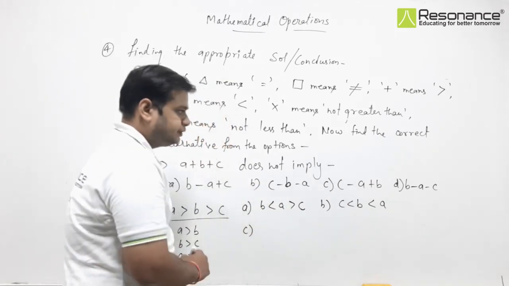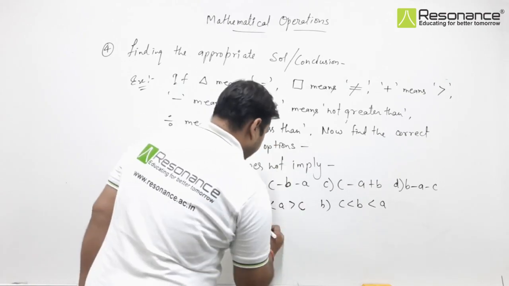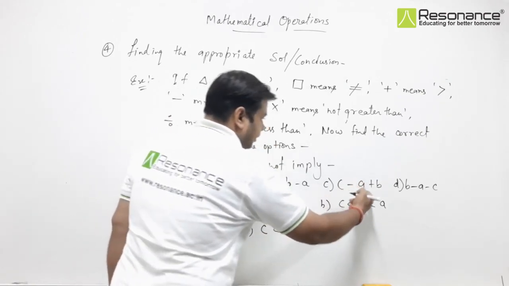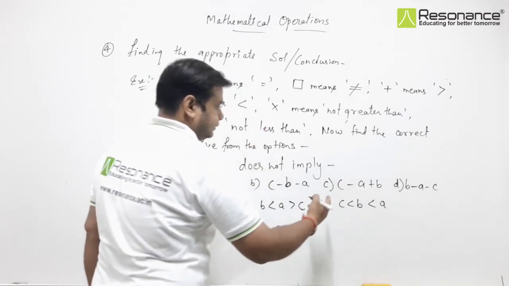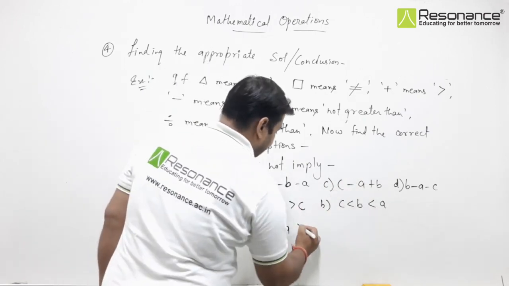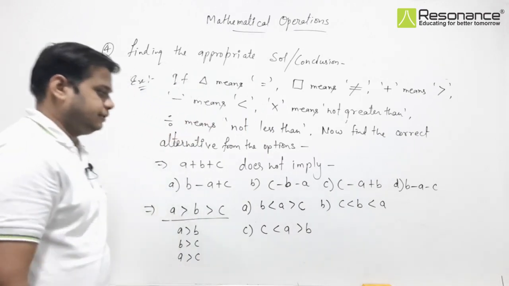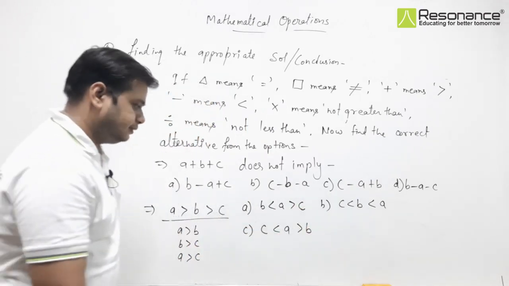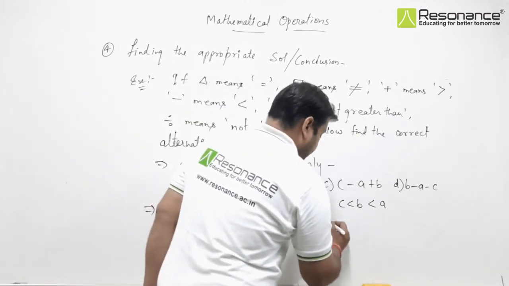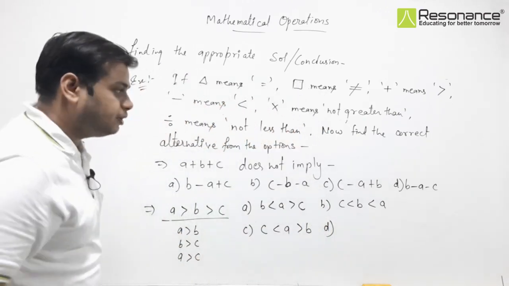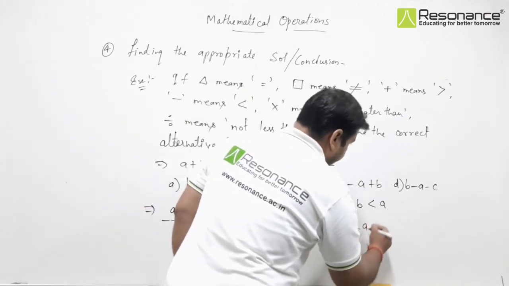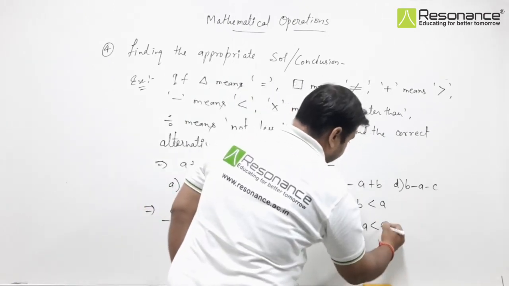Let us see option C. C is less than A and A is greater than B. This may also be possible. Let us see option D. B minus A, that means B is less than A, minus C, A is less than C.